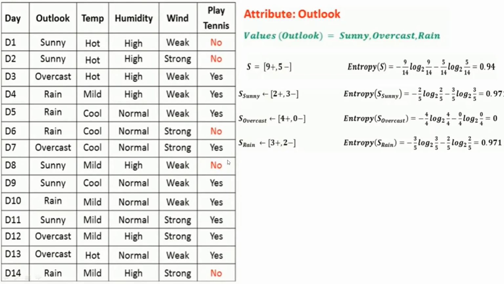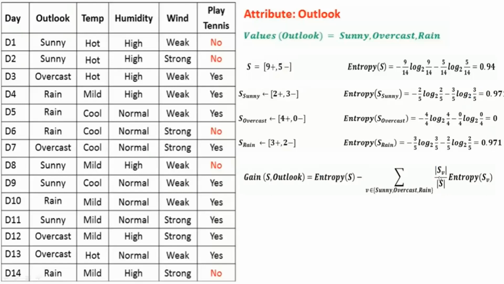And similarly, rain. Rain has 3 positives and 2 negatives. We have calculated entropy for this also. Now, after that, you need to calculate information gain for the entire attribute. That will be calculated as the entropy of the entire data set, which we have done initially, and the entropies of all the subsets.